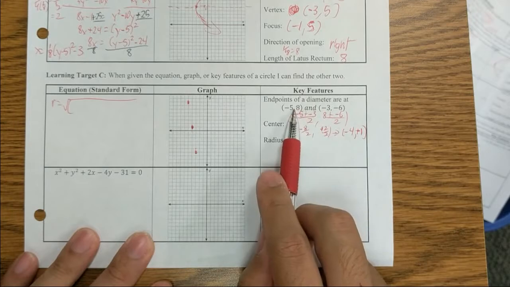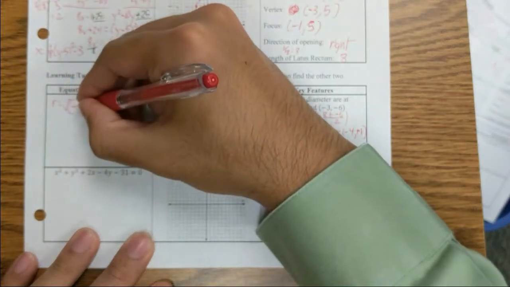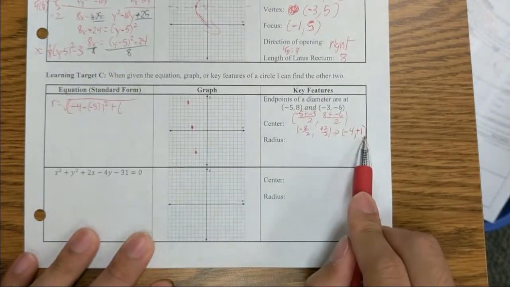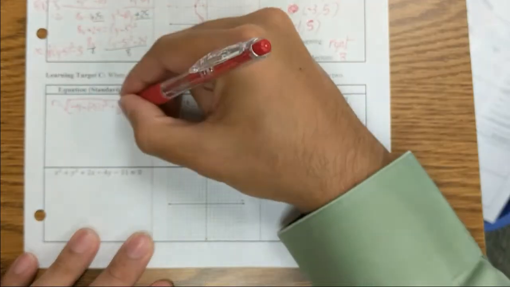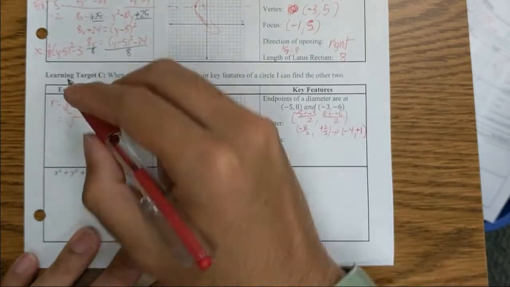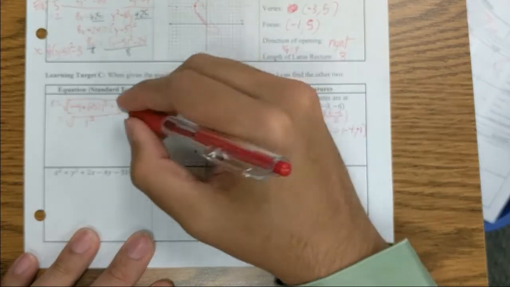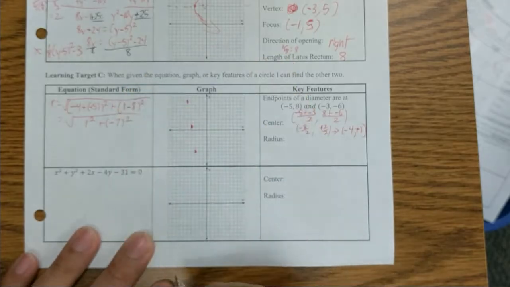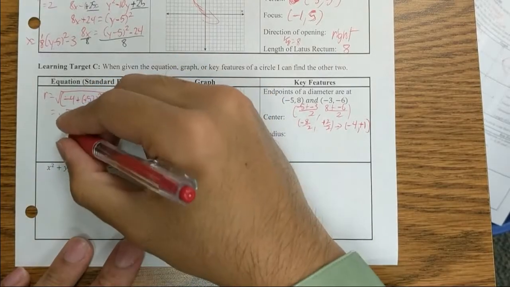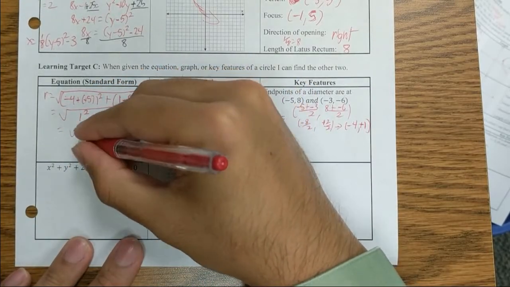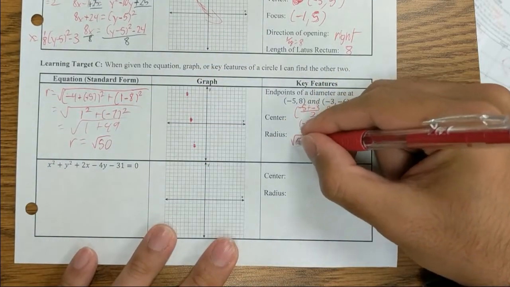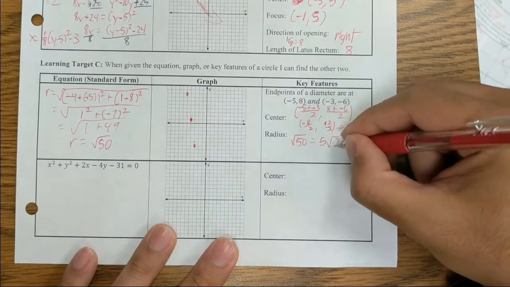x2 minus x1, so -4 minus -5, squared, plus y2 minus y1. So -4 plus 5 is 1 squared. And then over here we have -7 squared. So we get 1 plus 49. So r is radical 50, which could be simplified to 5 radical 2.